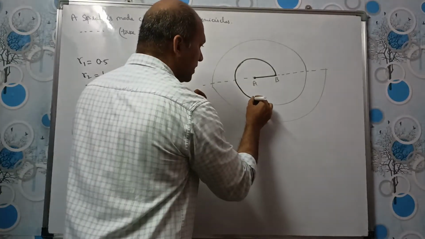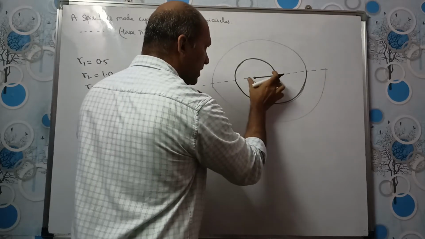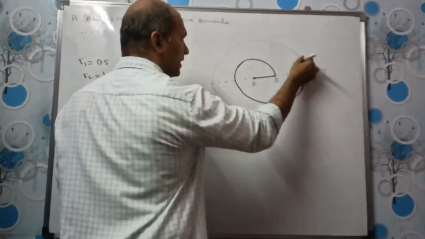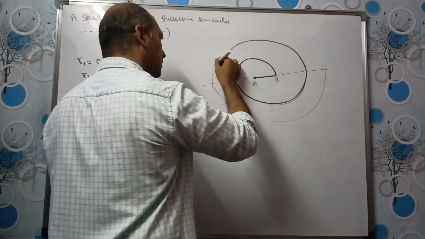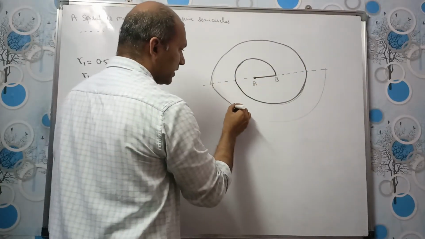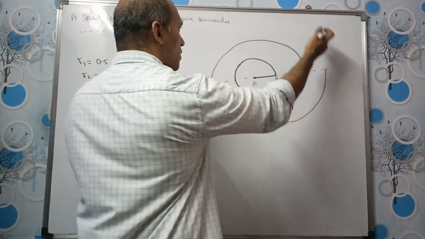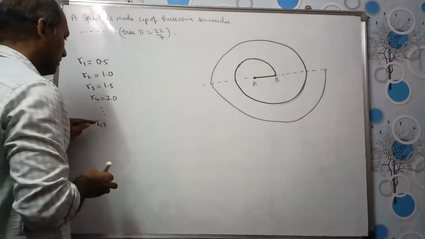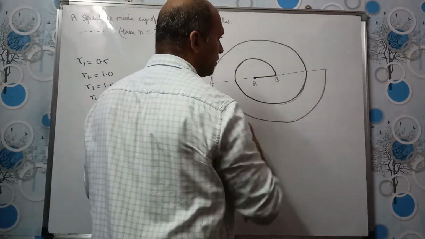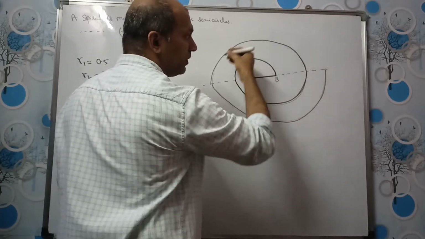Now, the center of the second semicircle is B. What is the radius of this semicircle now? It is 1.0 centimeter. Like that, the center of the third semicircle is again A, and the radius is 1.5. So it is continuing, right? Now the center is B, the radius is 2.0. So like this, we have 13 semicircles. We need to find how much length of wire is needed to make such a spiral.